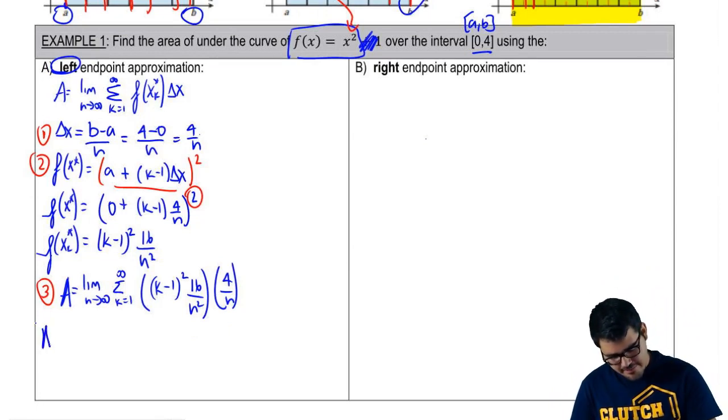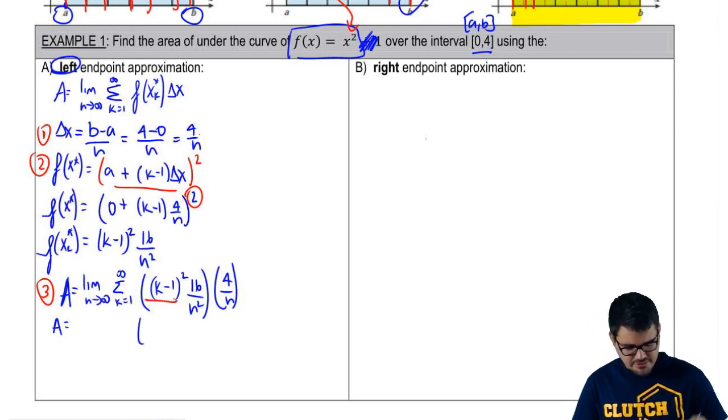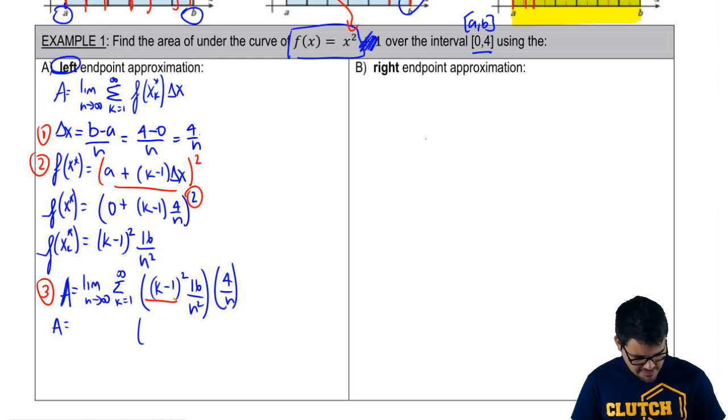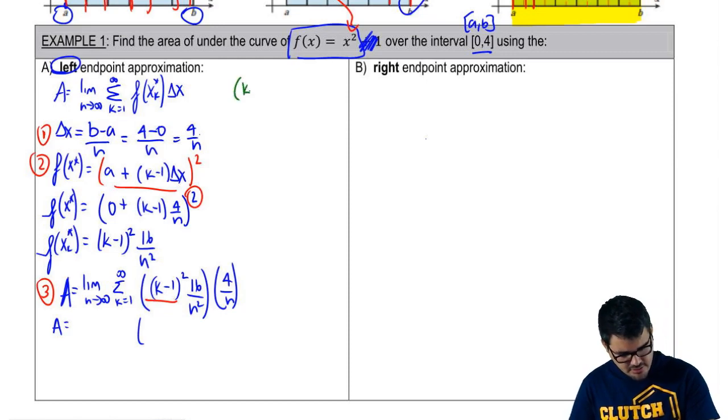I'm just going to write my area, and then I'm just going to bring it down. I need to simplify this guy right here, the k minus 1 squared, because that is k minus 1 times k minus 1. So I have to FOIL, and I'm actually going to do it up here to save some space down there.